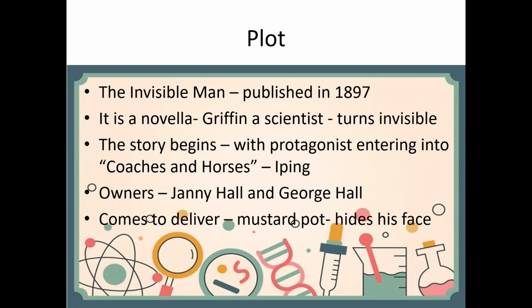Now, let's see the plot of the novella The Invisible Man. The novella was published in 1897. It is the story of Griffin, a scientist who turns himself invisible. In the beginning, the protagonist enters an inn named Coach and Horses, located in the Iping village situated in Sussex. The owners of the inn are Jenny Hall and George Hall. They are referred to as Mr. and Mrs. Hall in the novella.